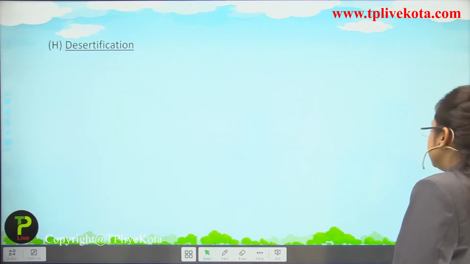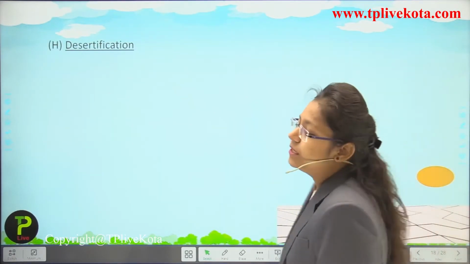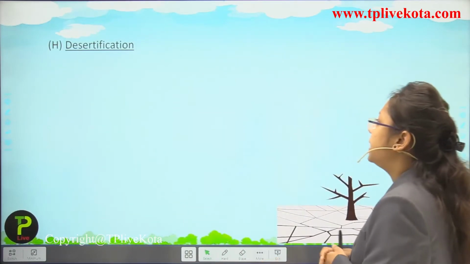Now desertification. What is desertification, students? Actually, desertification means the practice in which the trees are cut down on a large scale. Now what happens? The soil gets eroded. Soil getting eroded means it loses fertility. After losing the fertility, if you want to plant that area, the plants will not grow there because the soil has got eroded, meaning it has lost all the nutrients. Now did you understand this?